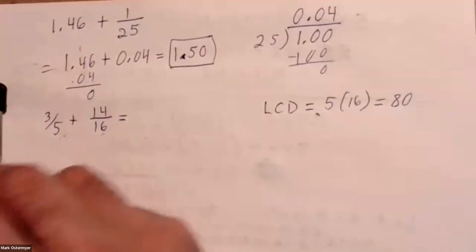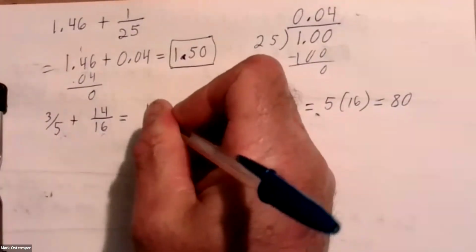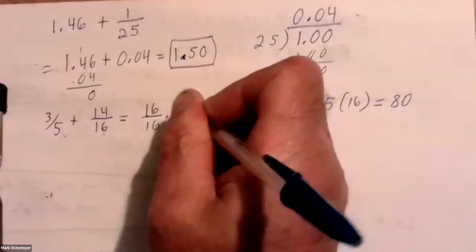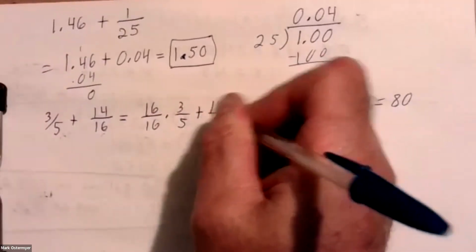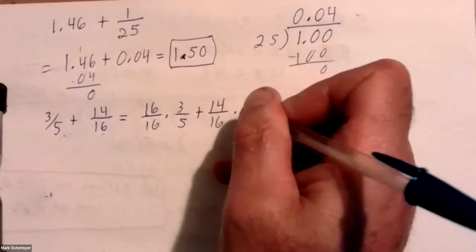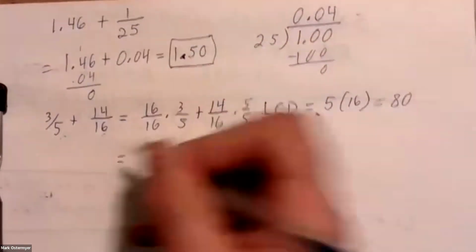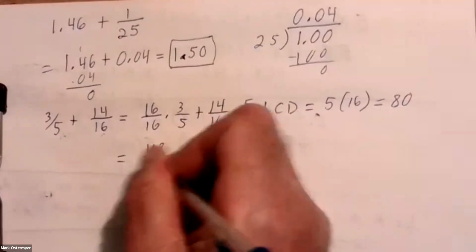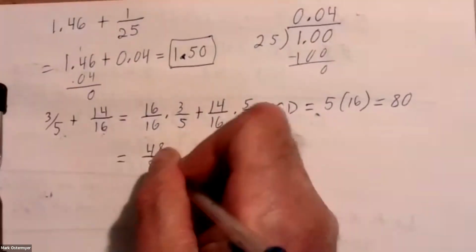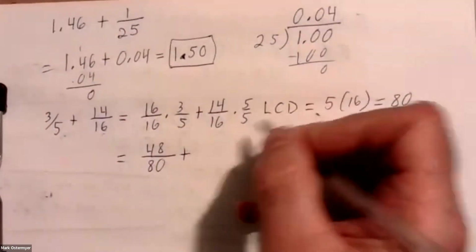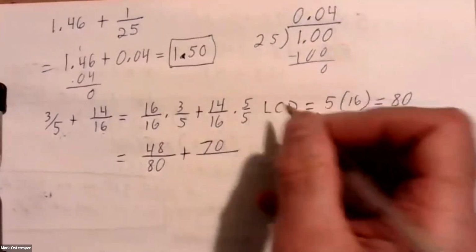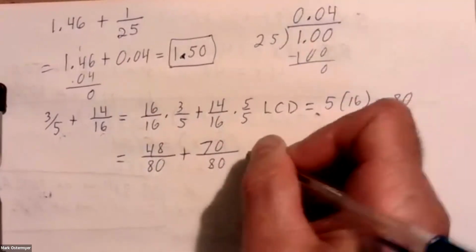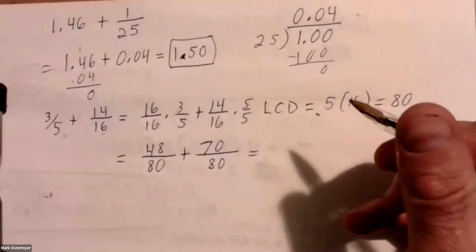So 3/5 gets multiplied by what? 16 over 16? 14/16 gets multiplied by what? 5 over 5? It's going to be 48 over 80 plus 70 over 80. And what's 48 plus 70?